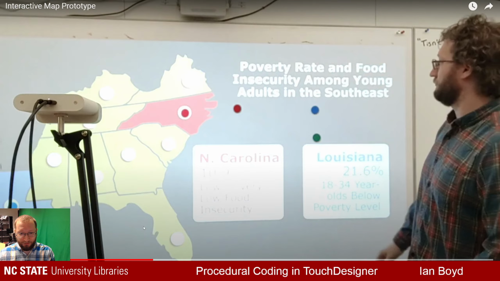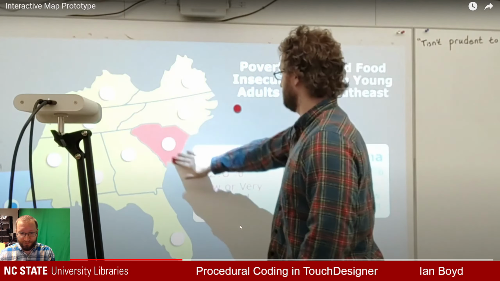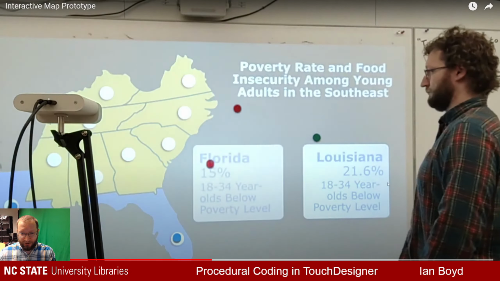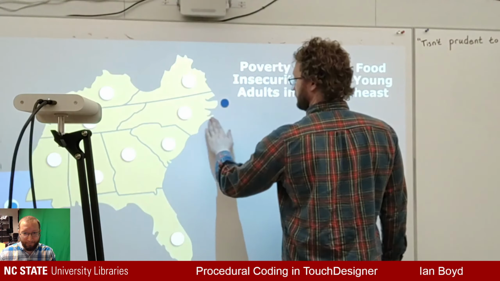So we'll let it run a little bit longer. I'll just move it away from North Carolina, and we have South Carolina pop up with its data set, and we switch. So we can compare data from the same set, from different sets, pretty easily and on the fly.